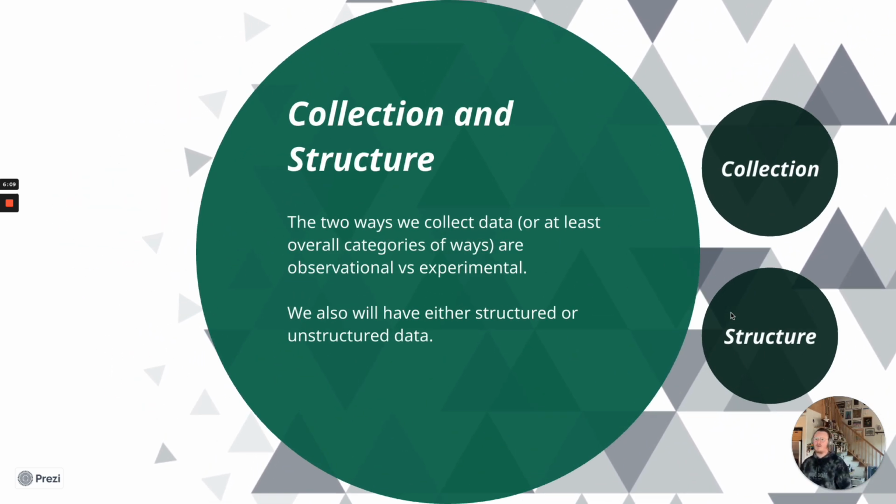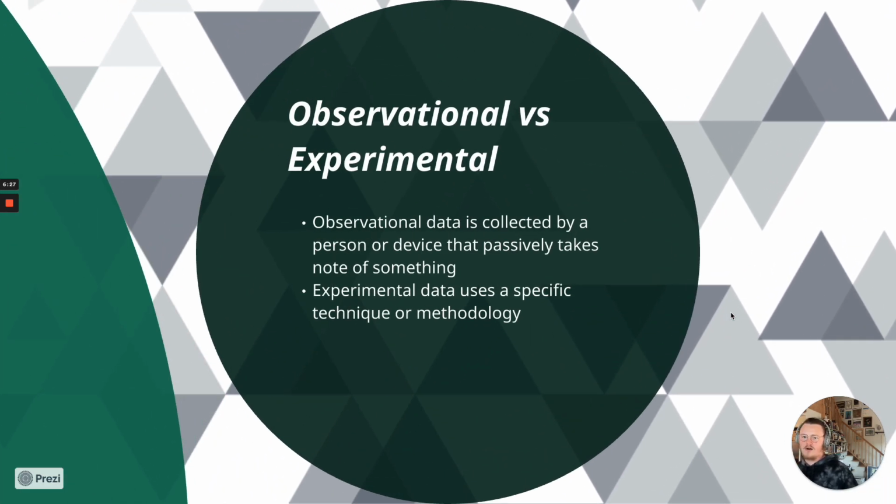There's two main ways that we collect data, or I guess kind of categories of ways that we collect data. Obviously there's a lot of ways that we collect actual data, but there's kind of two categories for how we do it. And so we've got observational versus experimental. We'll get to that in a second. We'll also either have structured or unstructured data. So let's look at our collection of data. So we've got either observational or experimental.